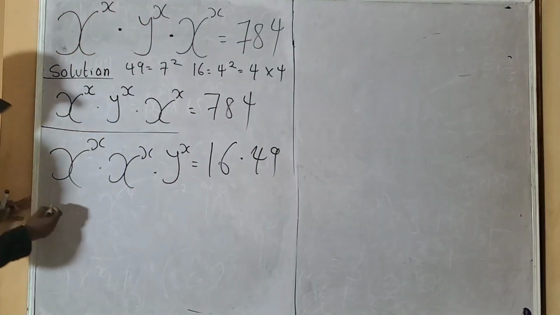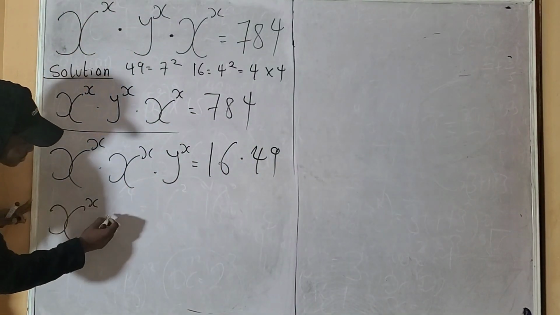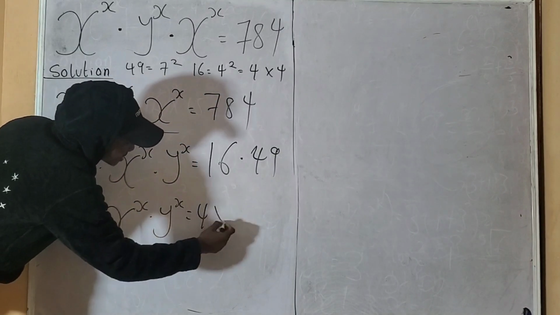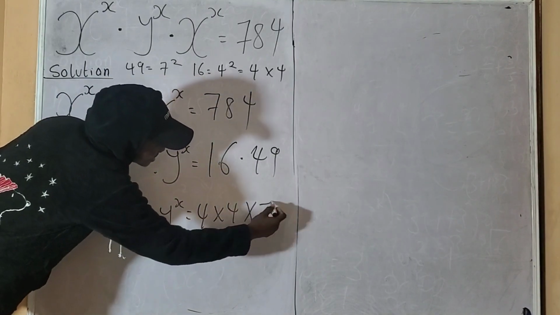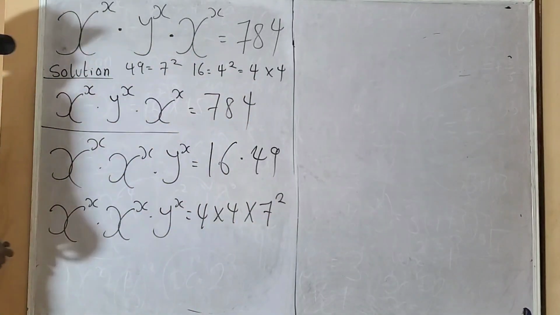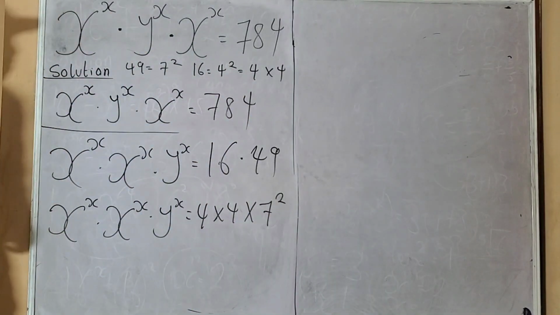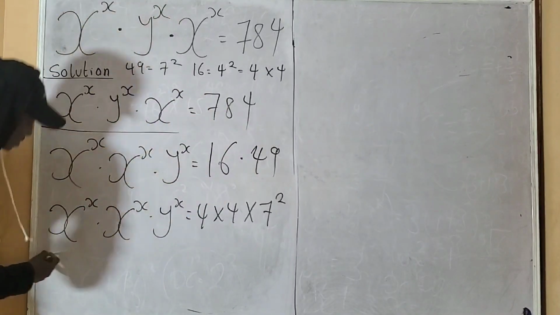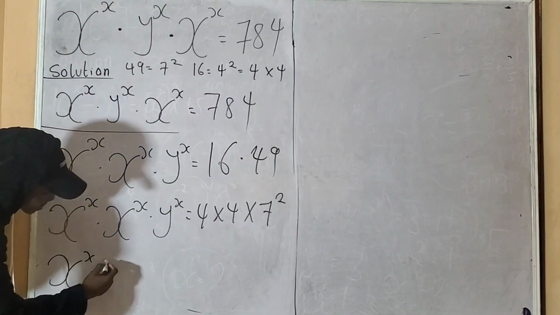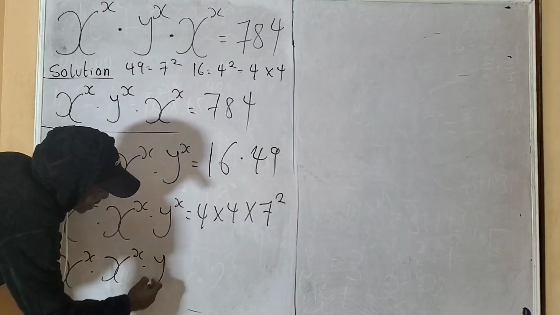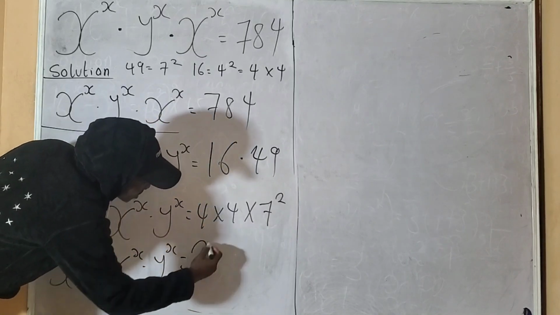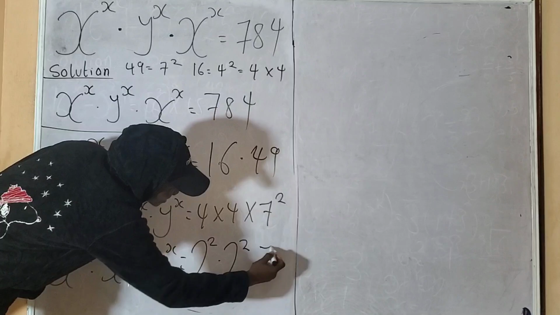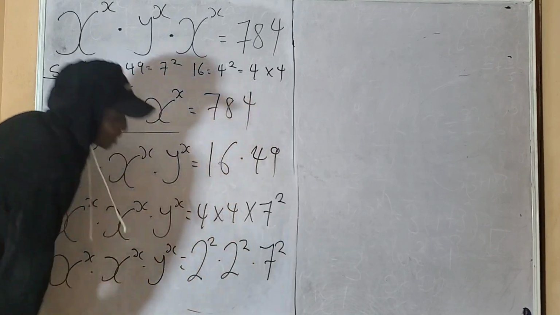So let us proceed. We're going to have x^x multiplied by x^x multiplied by y^x equals 4 times 4 times 7^2. 4 times 4 is 16. But 4 can be written as 2^2. So x^x multiplied by x^x multiplied by y^x equals 2^2 multiplied by 2^2 multiplied by 7^2.